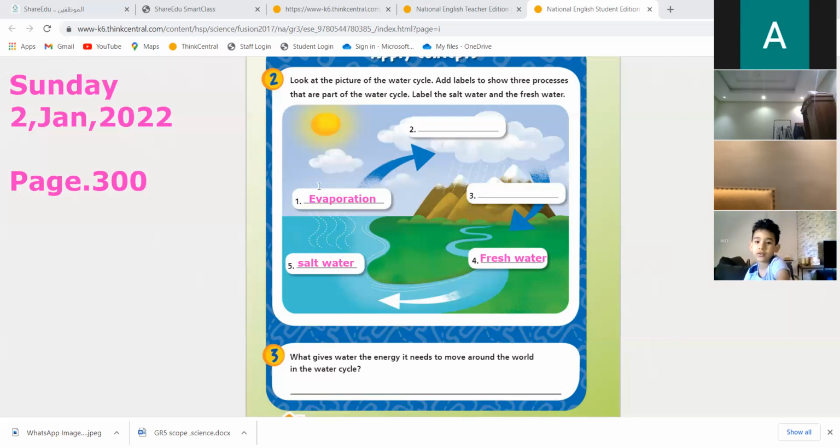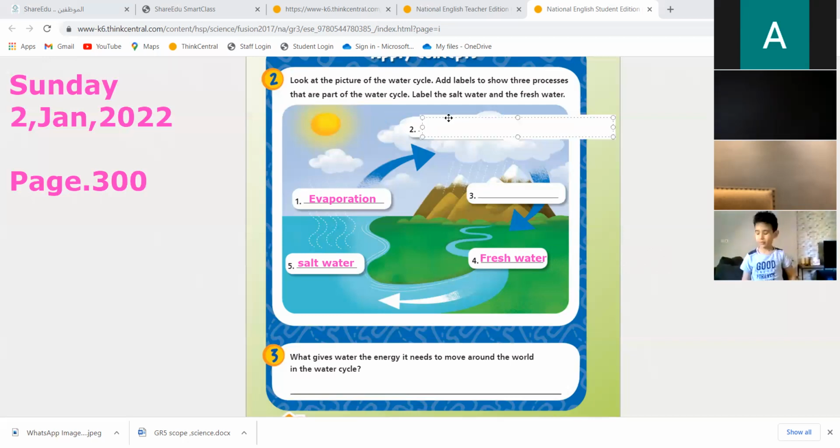Okay, the water vapor cools down and turns to droplets. So the gas will turn to liquid. What do we call this process? Condensation. Excellent, condensation. Bravo.